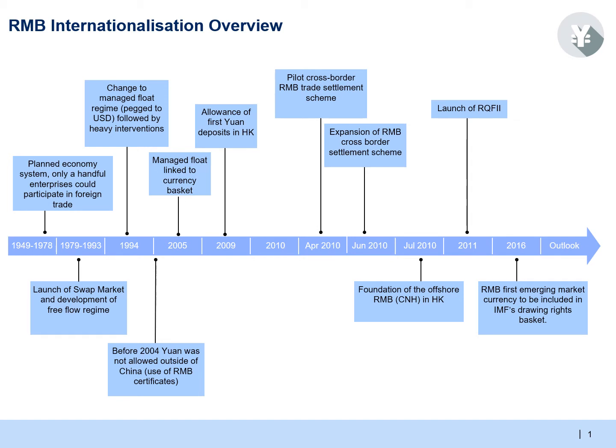In 2011, the RQFII and the QDII programs were introduced, which allowed foreign investors who hold a license to directly invest in mainland China's capital markets, and vice versa for Chinese companies. In 2016, the yuan became the first emerging market currency to be included in the International Monetary Fund's special drawing right basket.